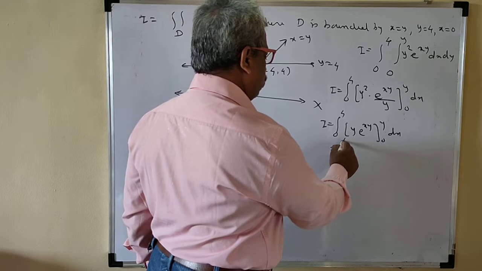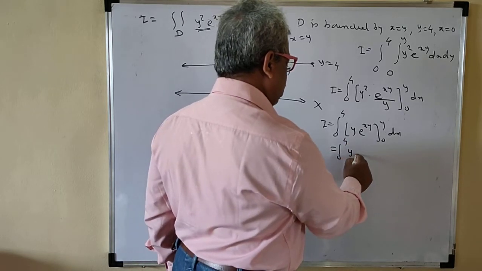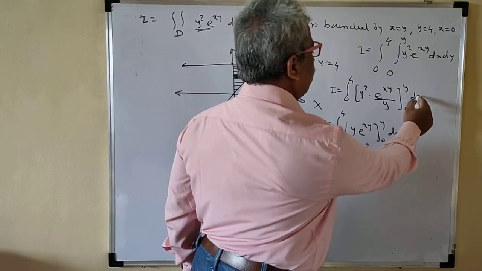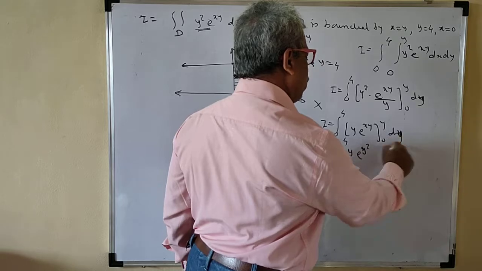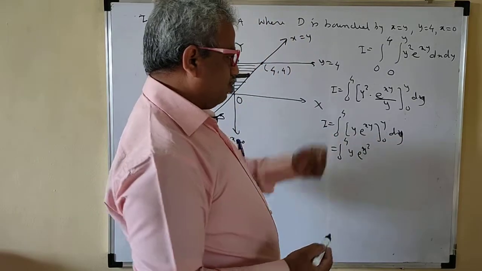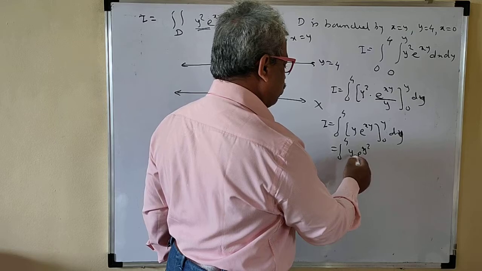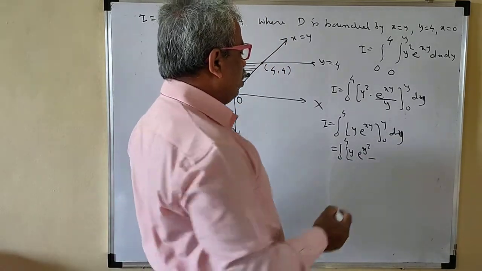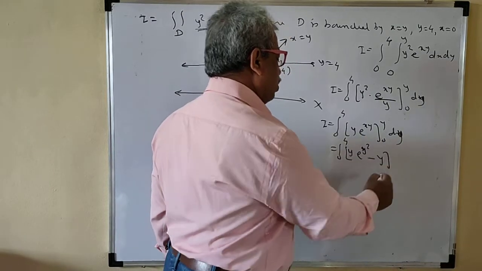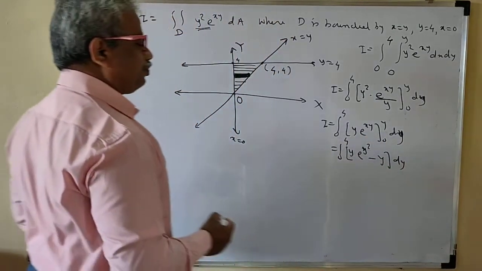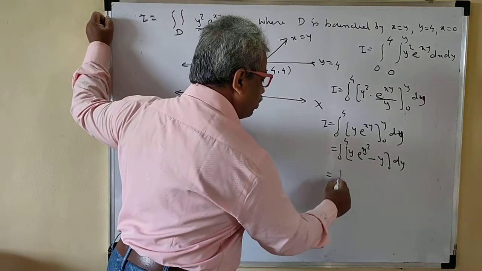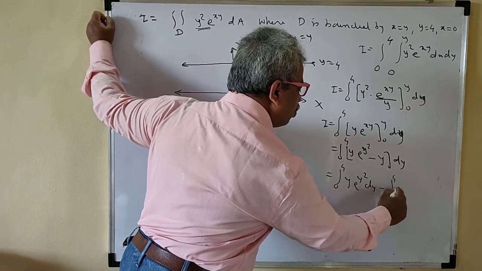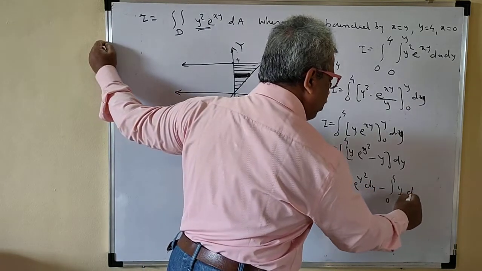So this is then 0 to 4 y e raised to y square. The limits of this should be y. Okay, we are integrating with respect to x, so dx will be removed, so this should be y now. So x square minus, you have to put x equal to 0 now. If x is equal to 0, then this is only y. Okay, so dy. So I can separate this integral: 0 to 4 y e raised to y square dy minus 0 to 4 y dy.